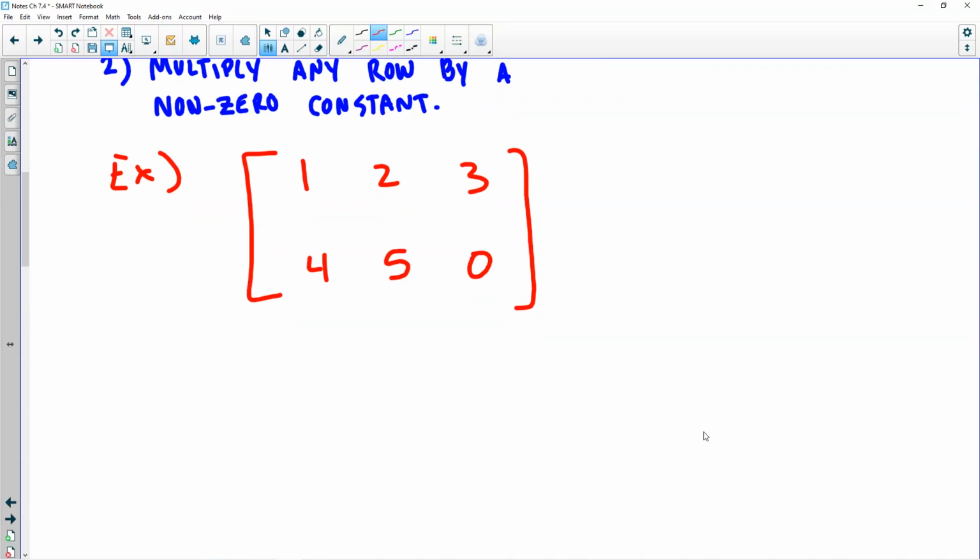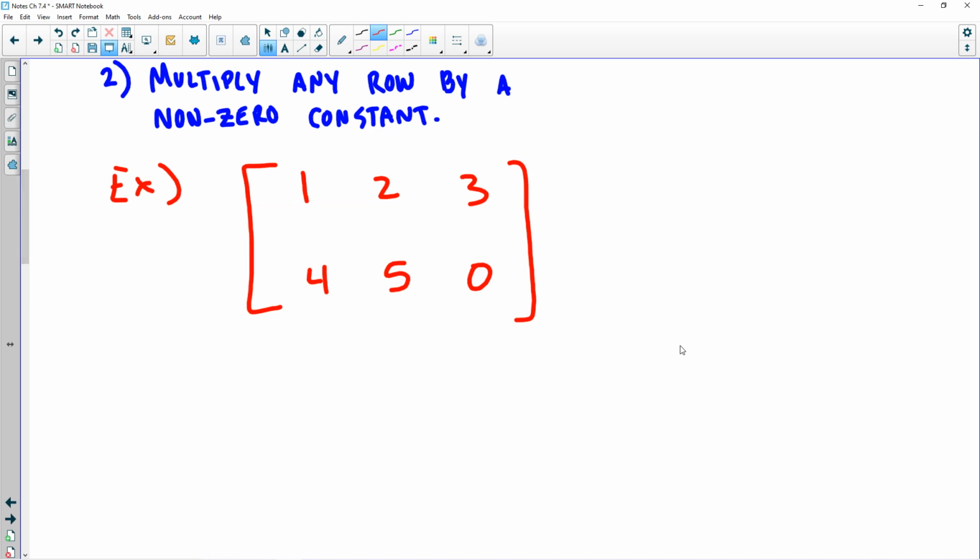Okay, what else can we do? Well, we can also multiply any row by a non-zero constant. Meaning that we can multiply the whole row by any number besides 0, a non-zero constant. So we can say, you know what? Let's go row 2. We're going to multiply that by 3. So I'm multiplying any row, which is row 2, by a non-zero constant.